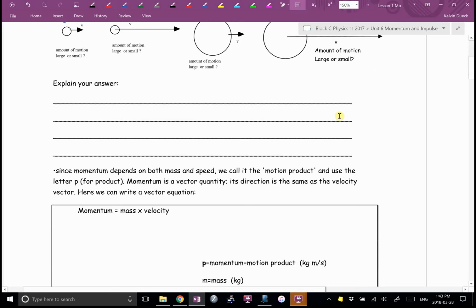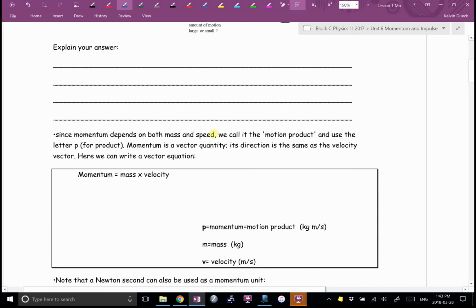Momentum depends on both mass and speed. Cross out the word speed. I need to replace that with the word velocity. Which one is the vector? Velocity or speed? And momentum, the amount of motion, momentum is a vector. So you're going to also notice I'm going to become way more careful again with my positives and negatives and which way things are going again.